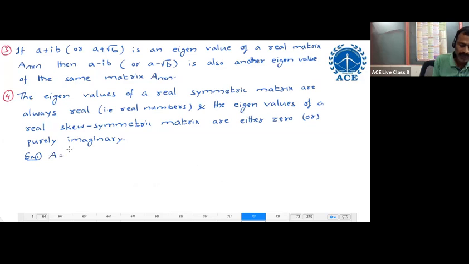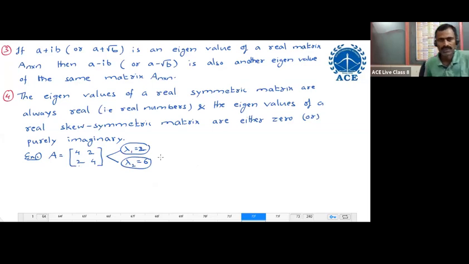Example, A equal to 4, 2, 2, 4. It is a real matrix because all the elements are real, and also symmetric because A12 equal to A21 only. Then its eigenvalues are 2, 6. Both eigenvalues are real numbers, not imaginary, not complex only. So for a real symmetric matrix, eigenvalues are always real numbers.